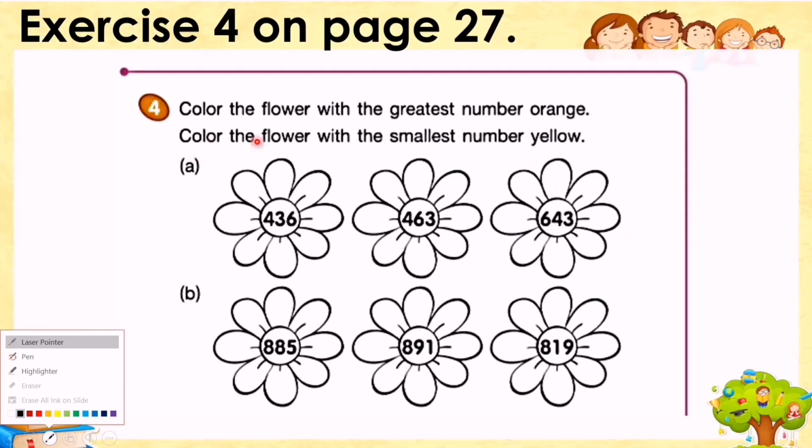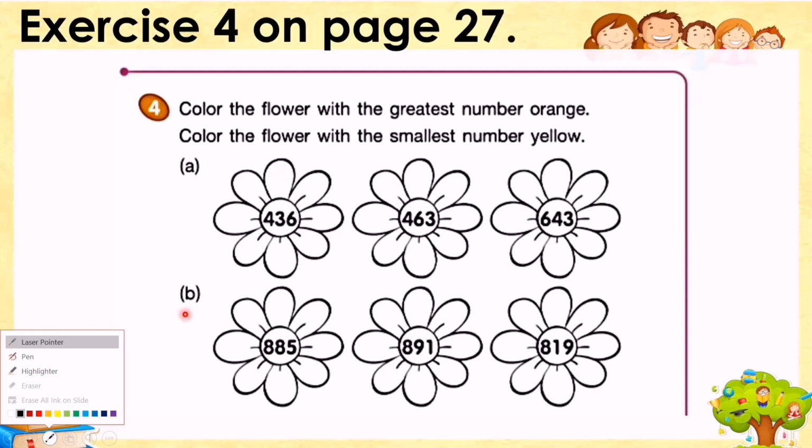Next, color the flower with the smallest number yellow. Okay, so you will color the smallest number with yellow color. So since 436 is the smallest number, you will color it with yellow. So this is yellow, and the greatest number is orange. This is orange and this is yellow.